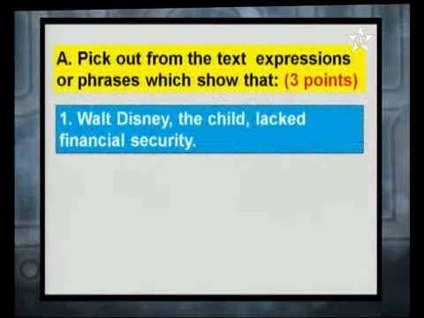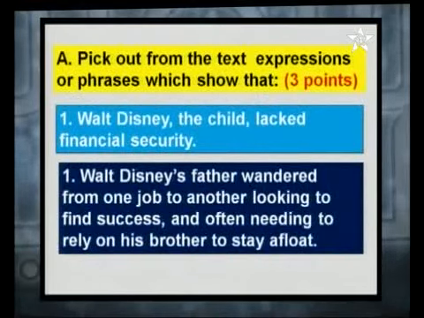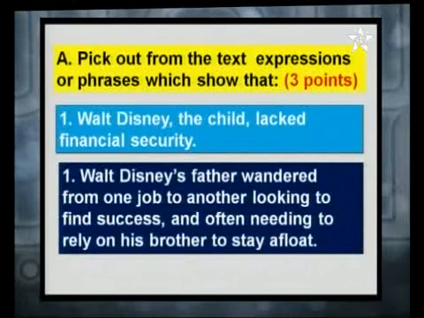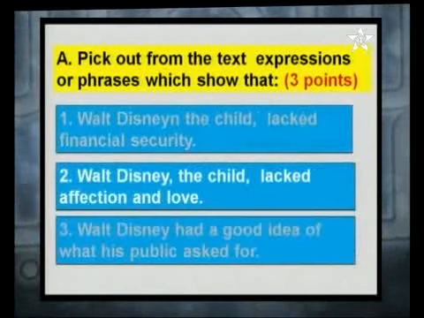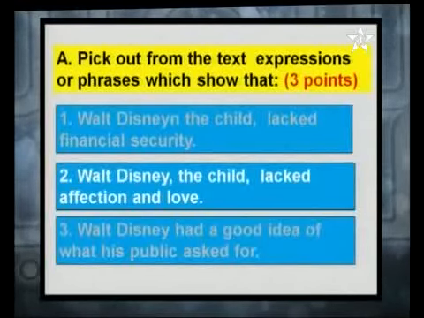Now, how do we justify this? From the text, we've got this portion here. It says, Walt Disney's father wandered from one job to another, looking to find success, and often needing to rely on his brother to stay afloat. The father doesn't have a good job, and sometimes he asks money from his brother.